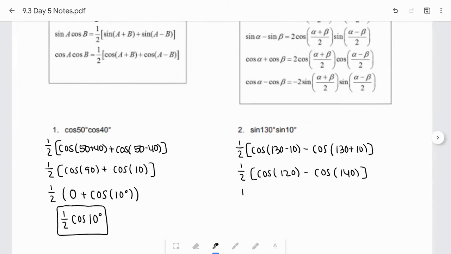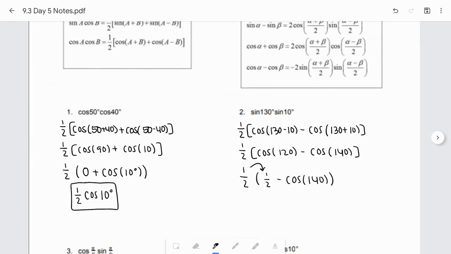Okay, now again, our unit circle comes into play here. So cosine of 120 degrees, that's going to give us 1/2. Then we have minus cosine 140 degrees. Okay, now we can go ahead and distribute our 1/2. So I end up having 1/4 minus 1/2 cosine 140 degrees.